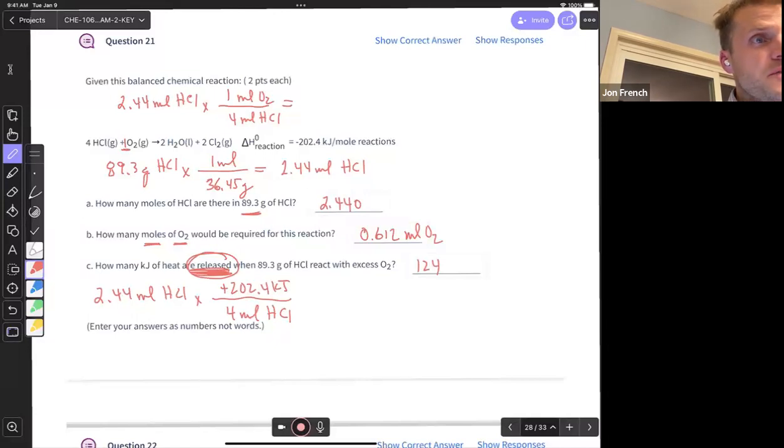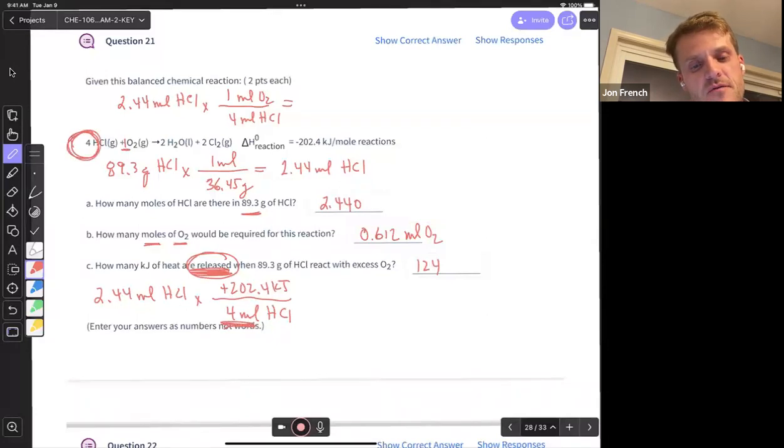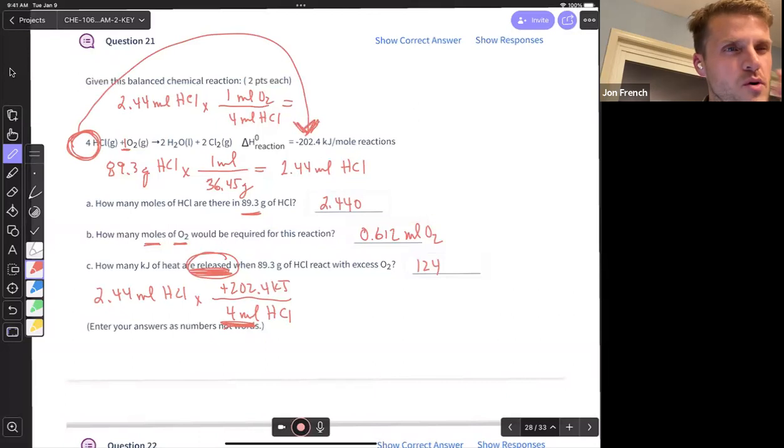We had to use the coefficients, right? We had to use the stoichiometric coefficients because in this reaction, for every 4 moles of HCl, that is the energy I release. That's not the energy per mole of HCl. It's for every 4 moles of HCl.